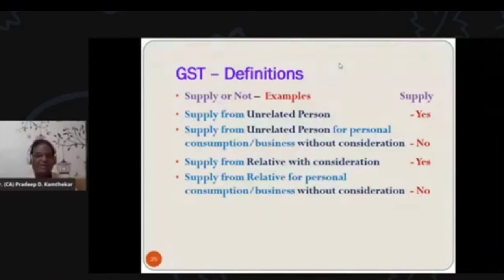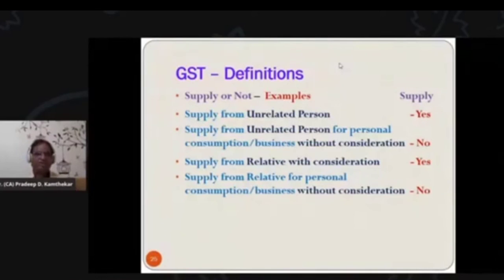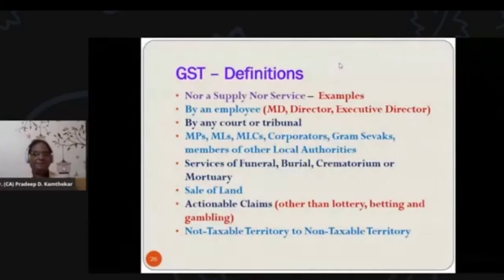So these four things one has to understand very clearly to understand what is supply of goods and services, because that will decide whether GST is applicable or not. GST is applicable only when there is supply of goods and services, and if there is no supply of goods and services, GST is not applicable or attracted. Now let us see some more examples.